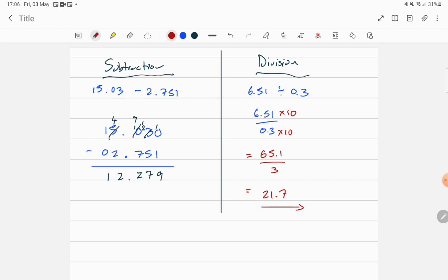Cool. So that is subtraction, division, multiplication, and addition of decimals, and I will see you in the next lesson where we will have a look at percentages.